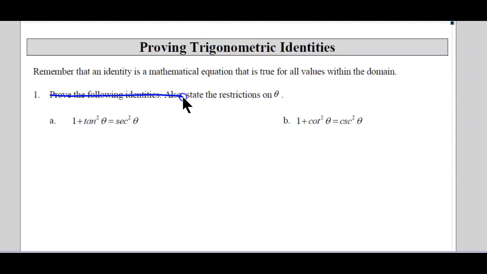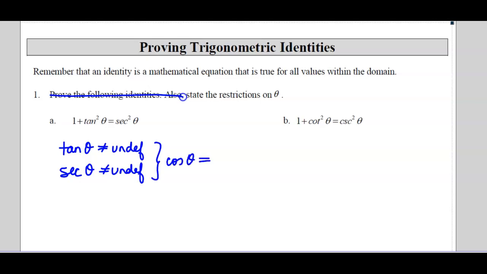Okay, so this is how I do it. You don't have to do the beginning part. I go, okay, I know that tan can't be undefined. You don't want that. I know that secant can't be undefined. I don't want that. So then I go, okay, well, when is tan undefined? When cosine of theta is 0. When is secant theta undefined? When cosine theta equals 0. So I do not want that. That's how I think about it.